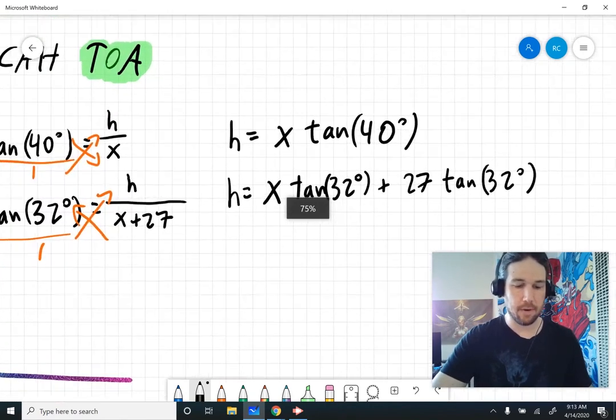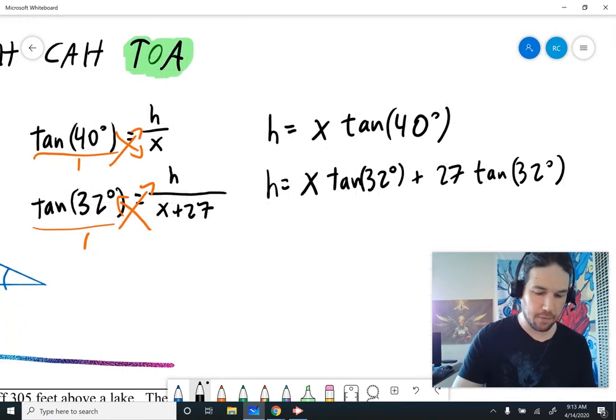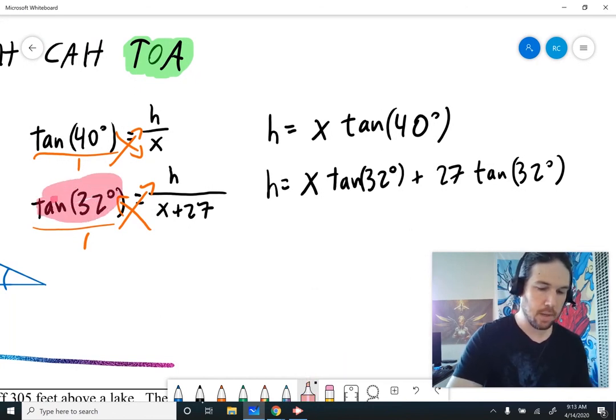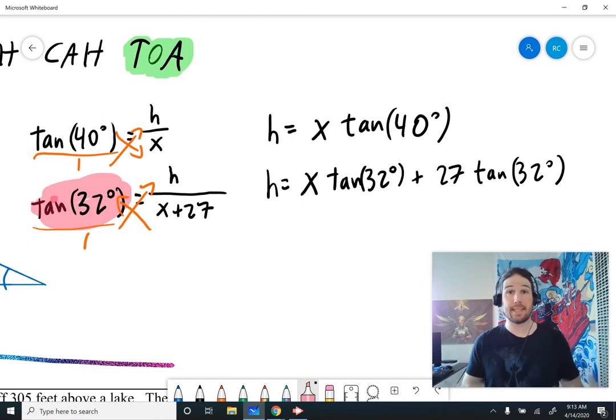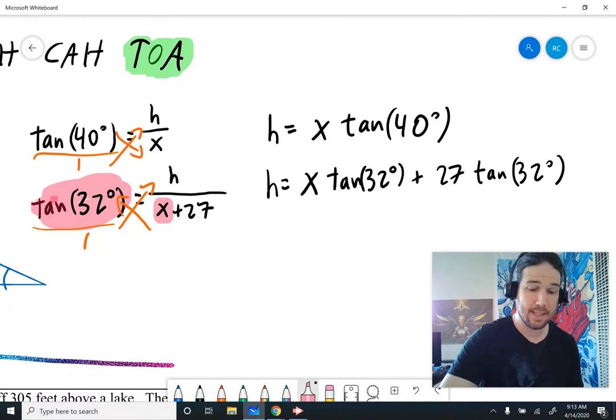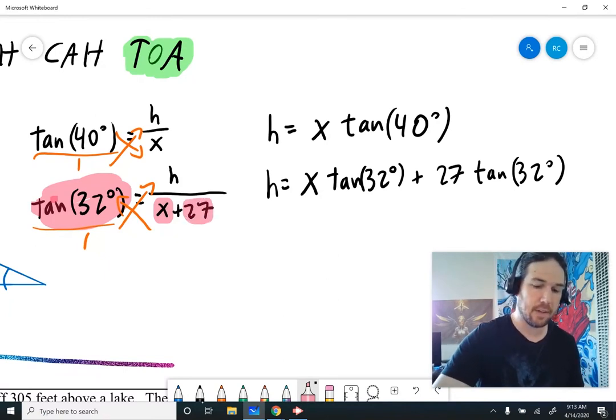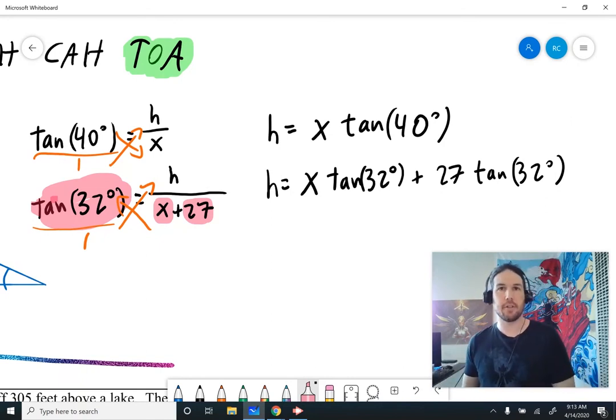Now, where did that come from? Because again, this tangent of 32 here, when I go to multiply it times x plus 27, I have to distribute it, right? I distribute it to the x times tangent 32 degrees, and I distribute it to the 27 times tangent of 32 degrees. Now, again, I could get a decimal at any time. I could plug tangent 32 or tangent 40 degrees into my calculator, but I'm not going to do that yet. I'm going to wait until the end.